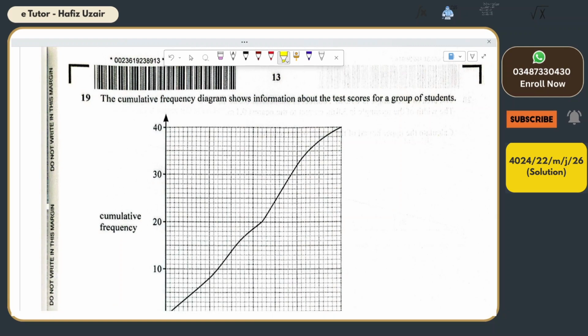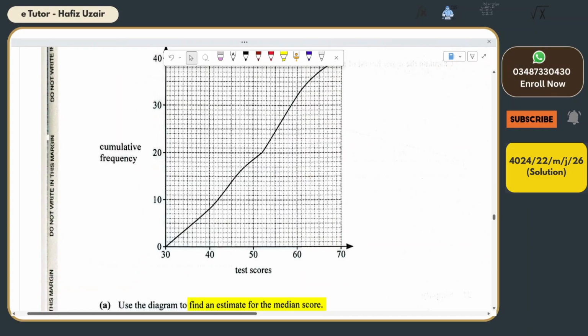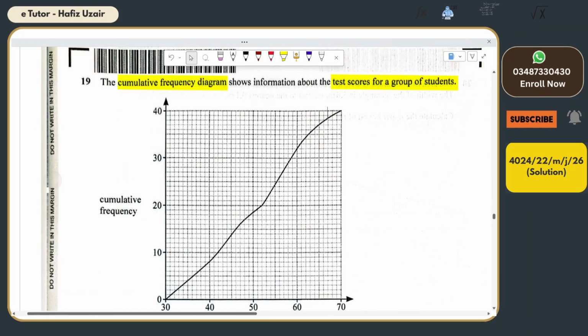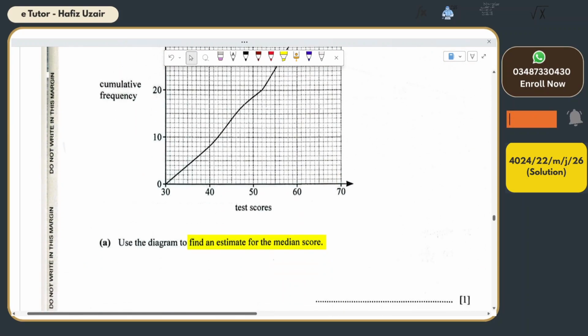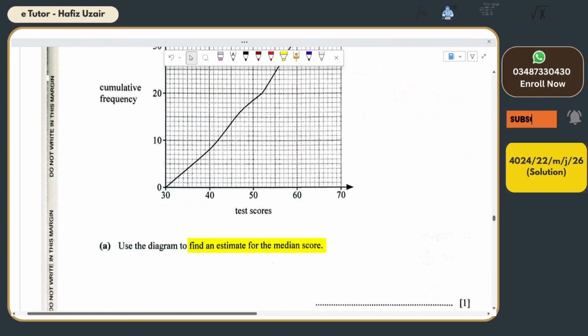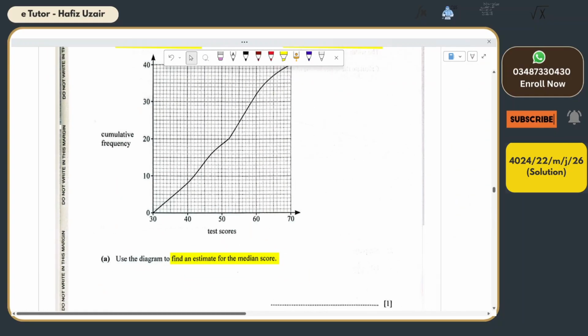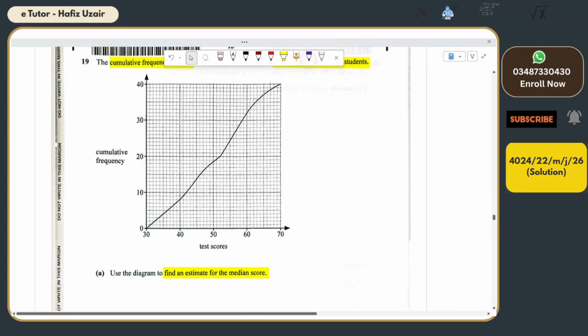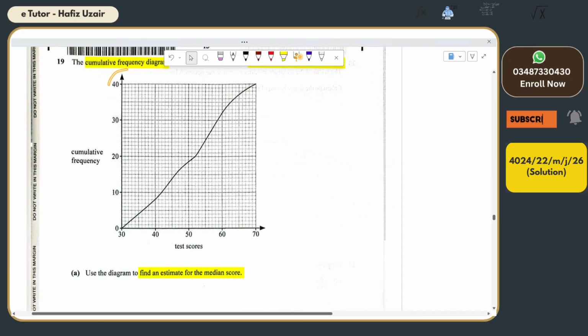In question number 19, we have a cumulative frequency diagram that shows the test scores for a group of students. We have test score on the x-axis and cumulative frequency on the y-axis. Use the diagram to find an estimate for the median score. The median is n by 2, and the value of n from the graph is 40.